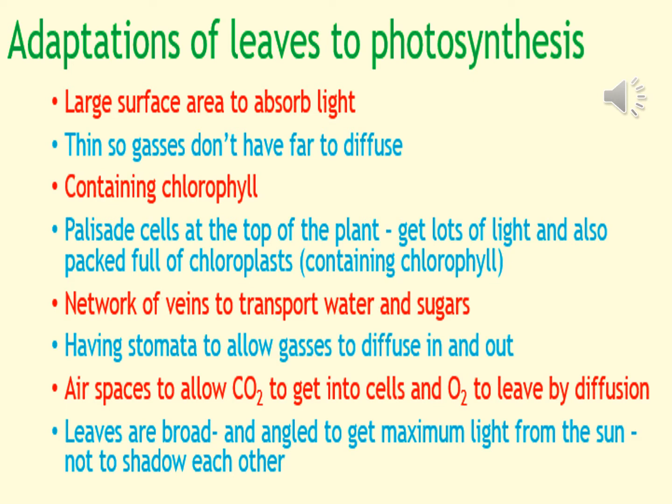The stomata allow that diffusion of the gas in and out, and those air spaces in that spongy layer allow the carbon dioxide to get in and the oxygen to leave. Leaves tend to be very broad and angled so they can get as maximum light as possible, and some trees and plants will have really large leaves in order to get the maximum photosynthesis, and also they have many leaves.